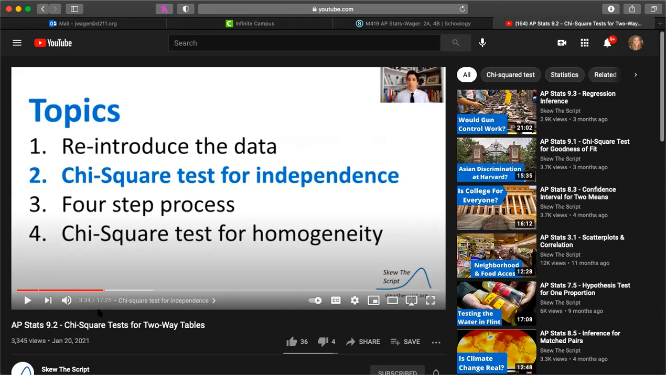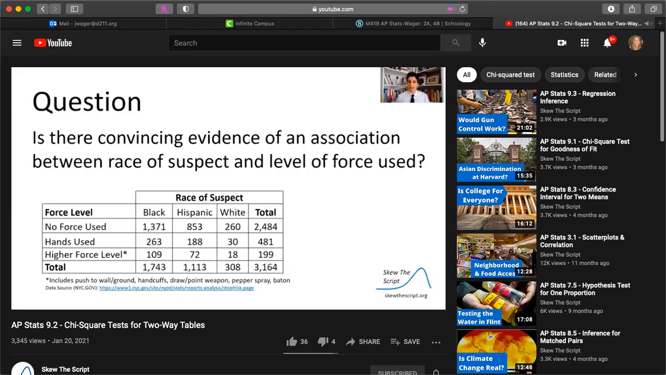And again, I will interject as we go through this. So have your calculators out. Chi-square test for dependence. The question is: is there convincing evidence of an association between race of suspect and level of force used? We see differing rates in the sample. The question is, are those different rates different enough to suggest that in the whole population, all people stopped during this program, there were meaningful differences in the level of force used between racial groups? Or if not meaningful differences, that couldn't have arisen by chance alone.